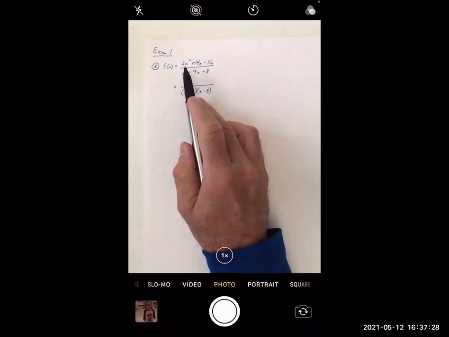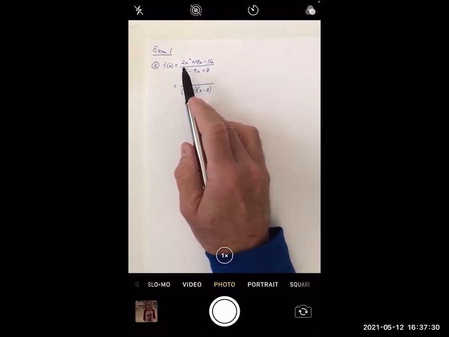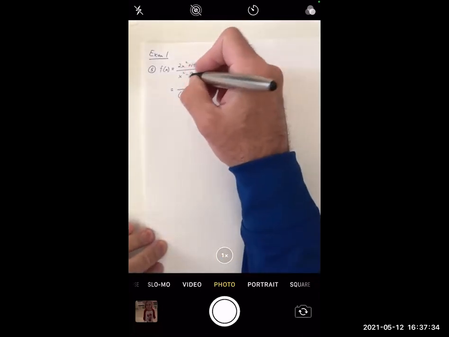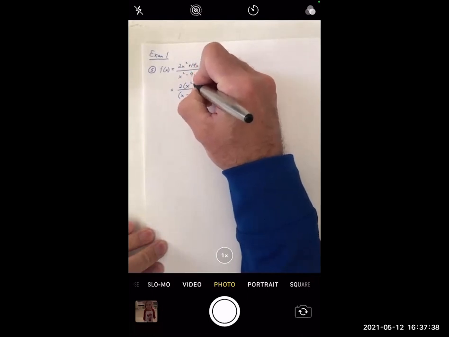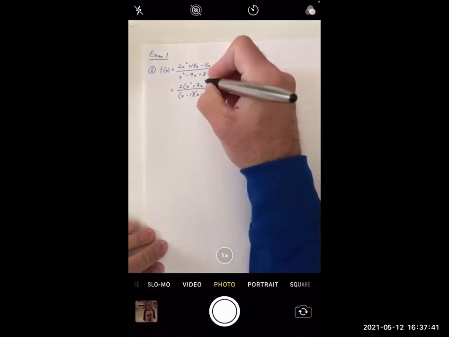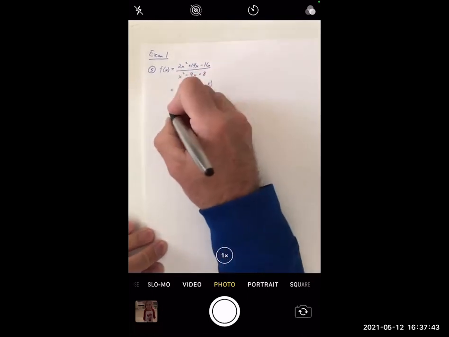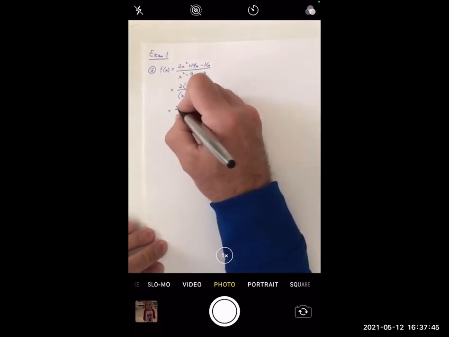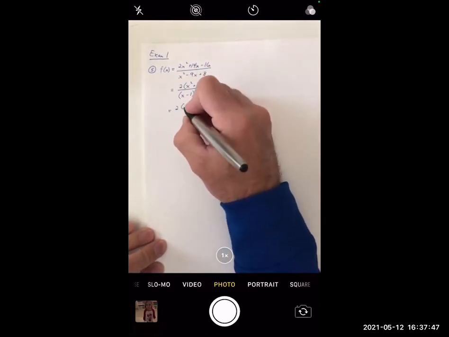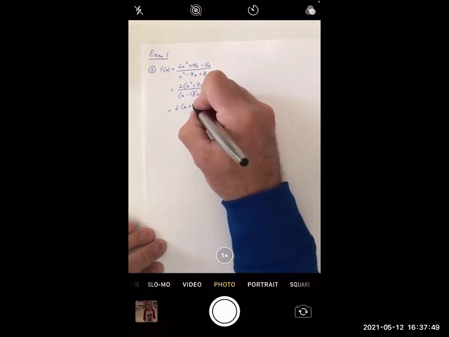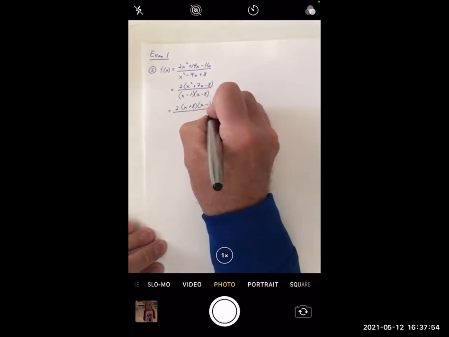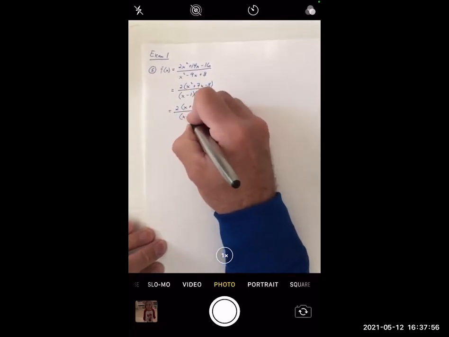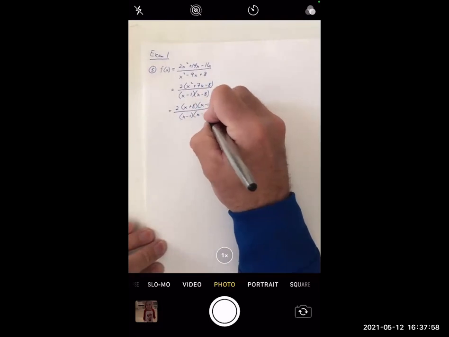But the first thing you should always look for when factoring is pulling out what's common. So in this case, that would be the 2. So 2 times x squared plus 7x minus 8, and then you can factor the rest of it. So x plus 8 and x minus 1. And then the denominator, we're just leaving it alone because it's already factored.